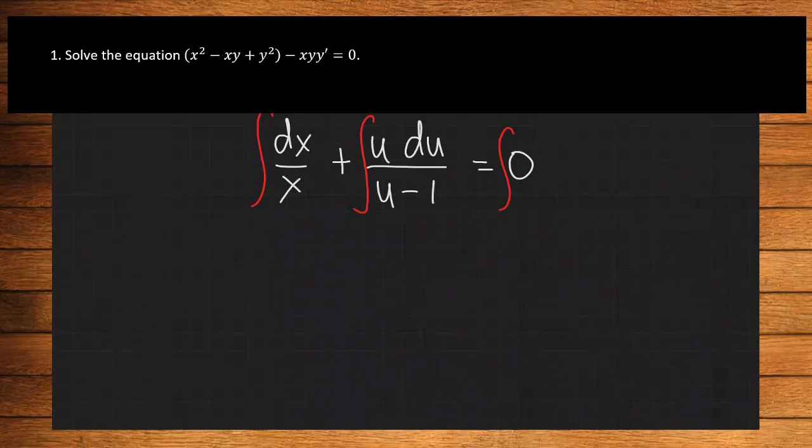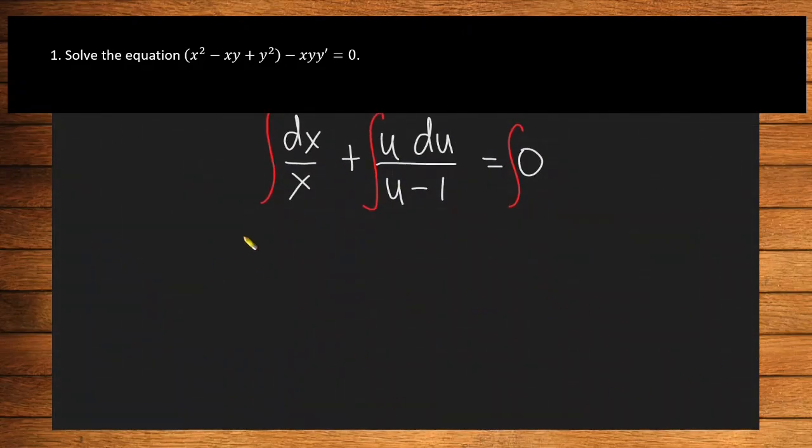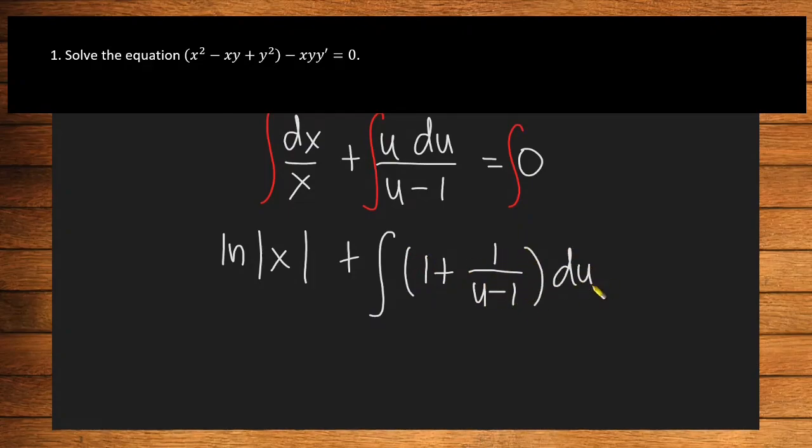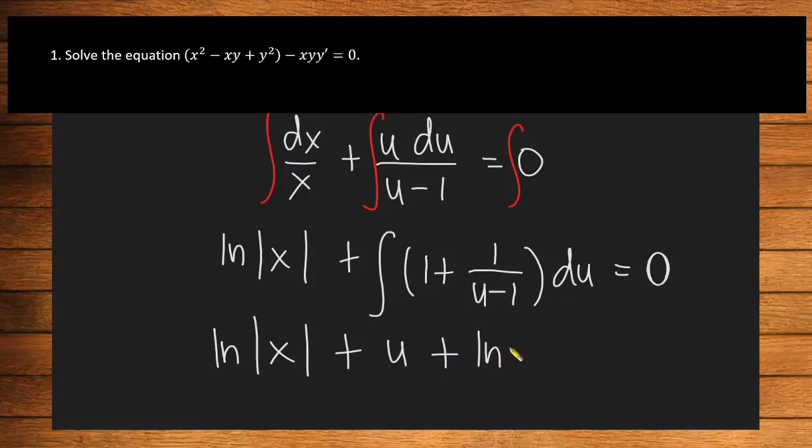So proceeding with our integration, the integral of our first term will just be equal to ln of x. Plus, for the second term, let me divide this first. So this will be the integral of 1 plus 1 over u minus 1 du equal to the integral of 0, which is just a constant c. Evaluating this integral, we will have u plus ln of u minus 1 equal to c. Oops, this should not be 0, that should be c.